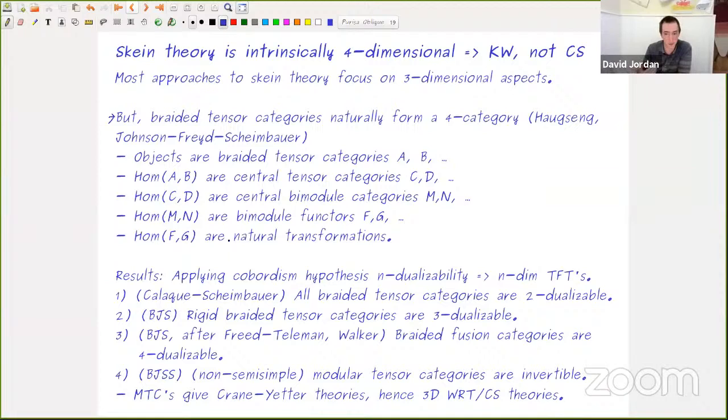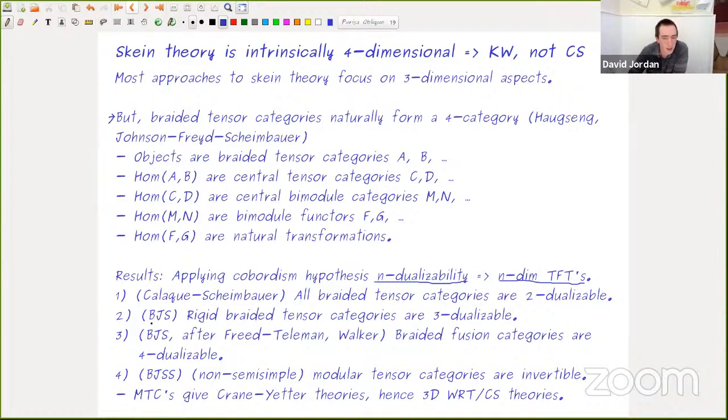And if you're familiar with the cobordism hypothesis, then you know that if you have a four category, then you at least have a hope of defining a four-dimensional TFT. But you have to check a certain axiom called n-dualizability. And if you can check n-dualizability, then the cobordism hypothesis produces for you an n-dimensional TFT. In work of Gwilliam and Scheimbauer, it was shown that all braided tensor categories are two-dualizable. Of course, their work was more general. It was that all E_n algebras are n-dualizable. So you get two-dimensional TFTs from any braided tensor category.